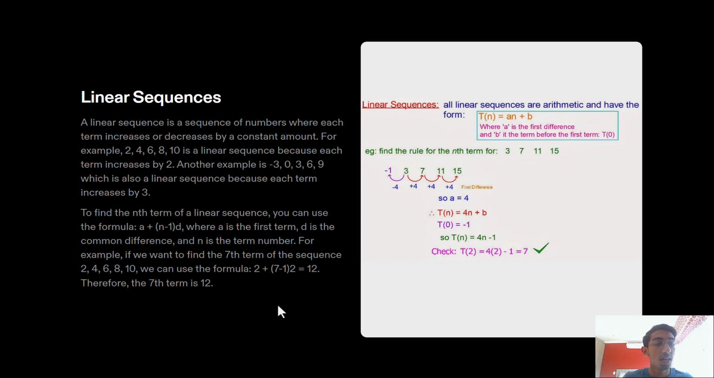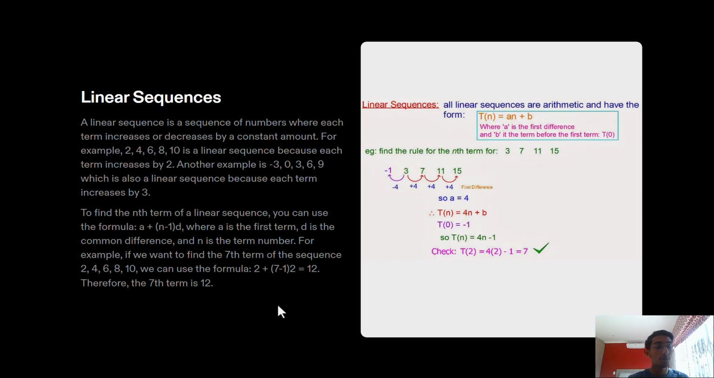A linear sequence is an arithmetic sequence of numbers where each term increases or decreases by a constant amount. For example, 2, 4, 6, 8, 10 is a linear sequence because each term increases by 2. Another example would be minus 3, 0, 3, 6, 9, where each term increases by 3.